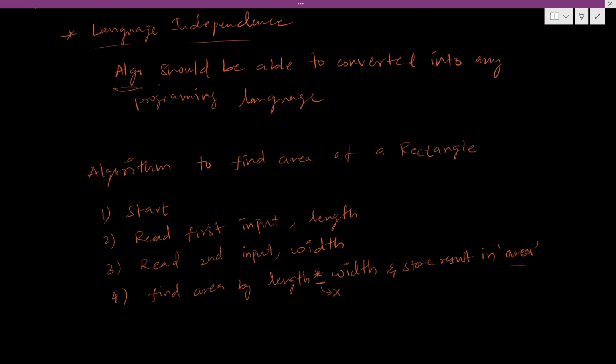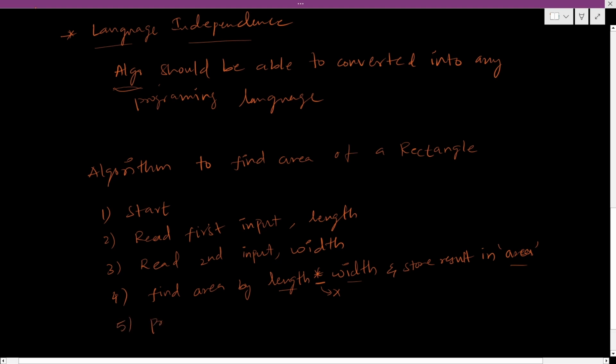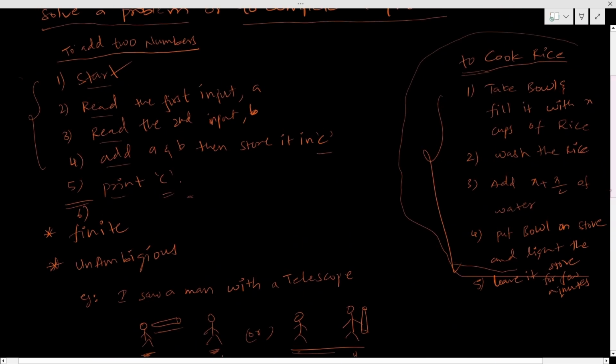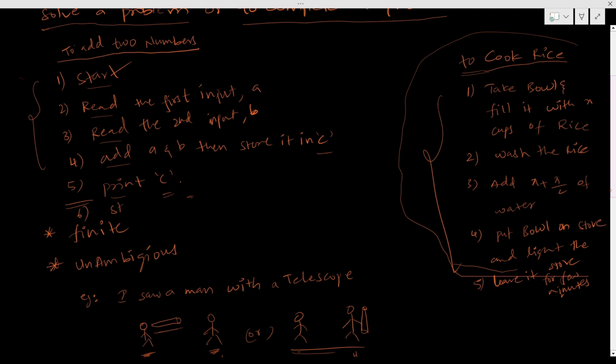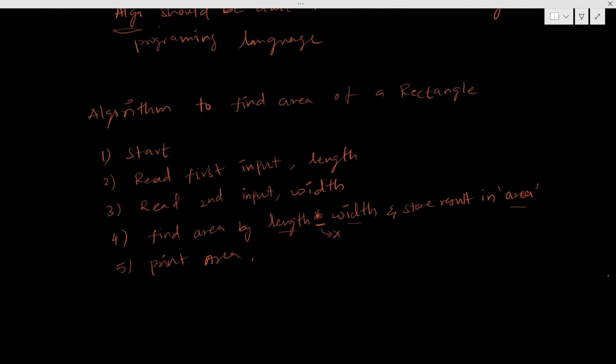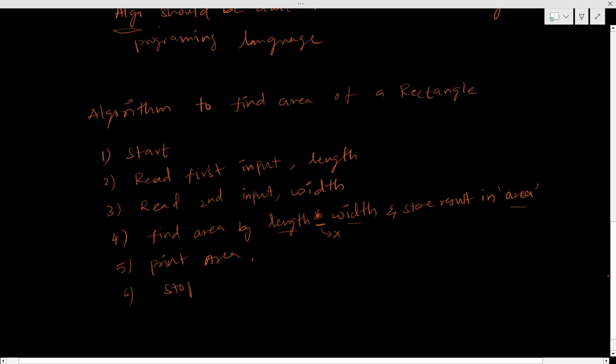The fourth step is to find the area by multiplying length and width and store the result in area. Then the fifth step would be to print the area. I hope this is what you wrote. Then the last step would be stop. Sorry, the sixth step would be stop. When you start, you have to stop.